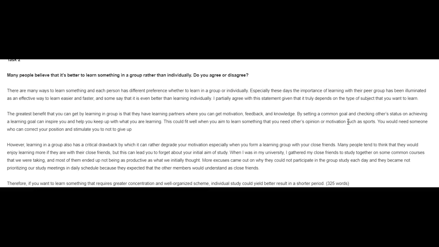Let's see. Okay, all right, fair enough. However, learning in a group also has a critical drawback by which it can rather degrade your motivation, especially when you form a learning group with your close friends. Many people tend to think that they would enjoy learning more if they are with their close friends, but this can lead you to forget about your initial aim of study.